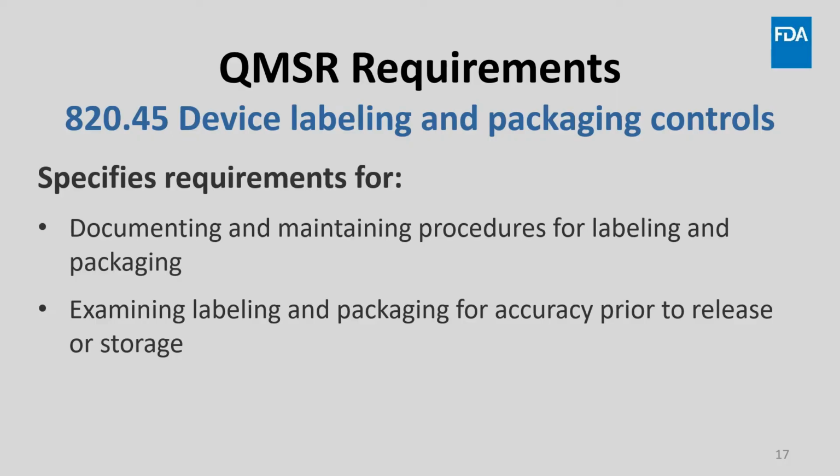And finally, Section 820.45, Device Labeling and Packaging Controls, sets forth the requirements for documenting and maintaining detailed procedures for both labeling and packaging. This includes requirements for rigorous examination of labeling and packaging for accuracy and completeness before any products are released or stored. These measures ensure that all medical devices are correctly labeled and packaged, an increased level of assurance that devices are safe and effective.